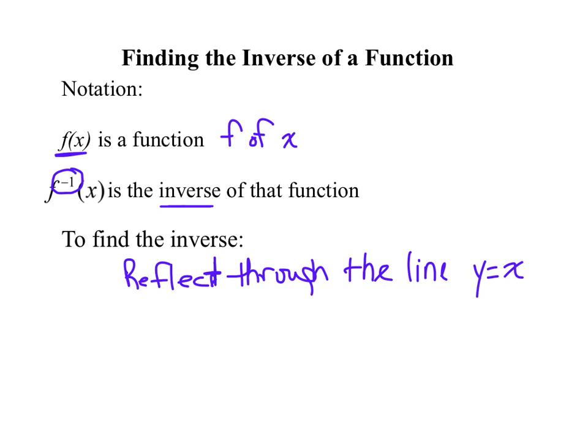All that's really saying is everything that's y becomes x and everything that's x becomes y. So basically all that's happening is you switch x and y. That's it. That's the inverse. Okay?